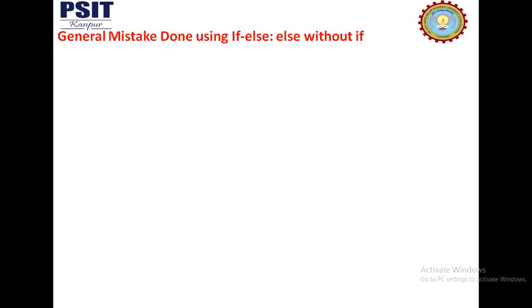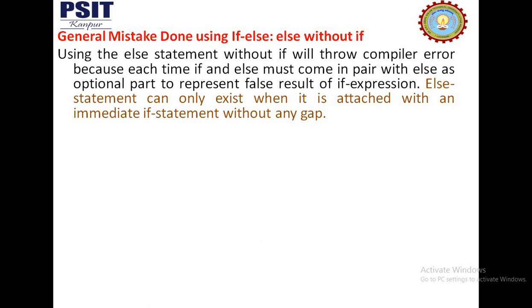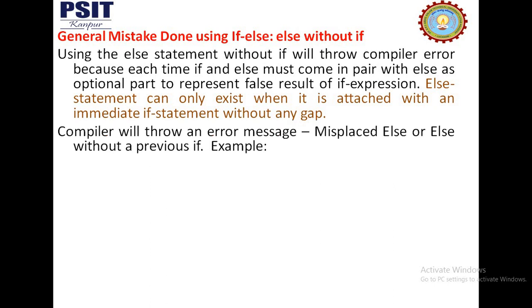Then another mistake is that if and else are not paired properly, because else has nothing to do with itself, it is dependent on if, it is the false part of if. So whenever you write an else, it should be matched with the previous if, right? They are always used in pairs. Otherwise a misplaced else will be there, right?